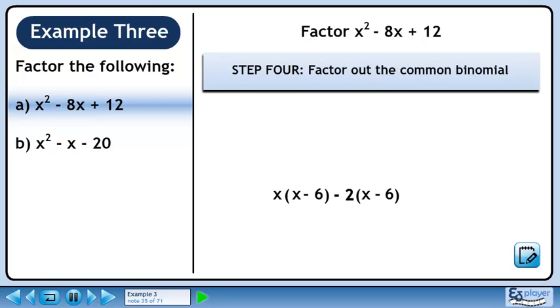In step 4, we'll factor out the common binomial. X minus 6 is common to both terms, so it can be factored out. Collect the remaining terms. The factors are x minus 6 and x minus 2. This is the same result we got from the shortcut earlier.